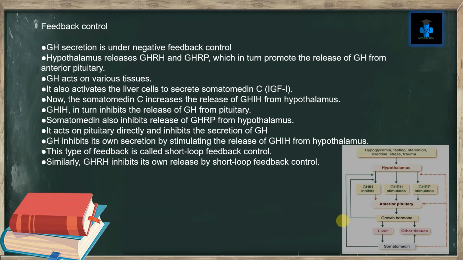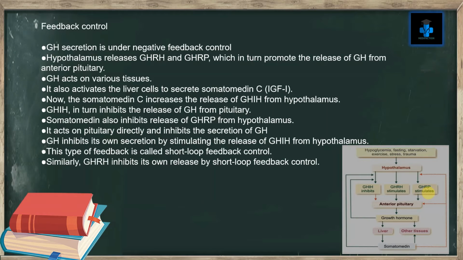Now let's check the feedback control. Growth hormone secretion is under negative feedback control. Hypothalamus releases growth hormone releasing hormone right here, and growth hormone releasing polypeptide, which in turn promote the release of growth hormone from anterior pituitary. Growth hormone acts on various tissues. It also activates the liver cells to secrete somatomedin C.